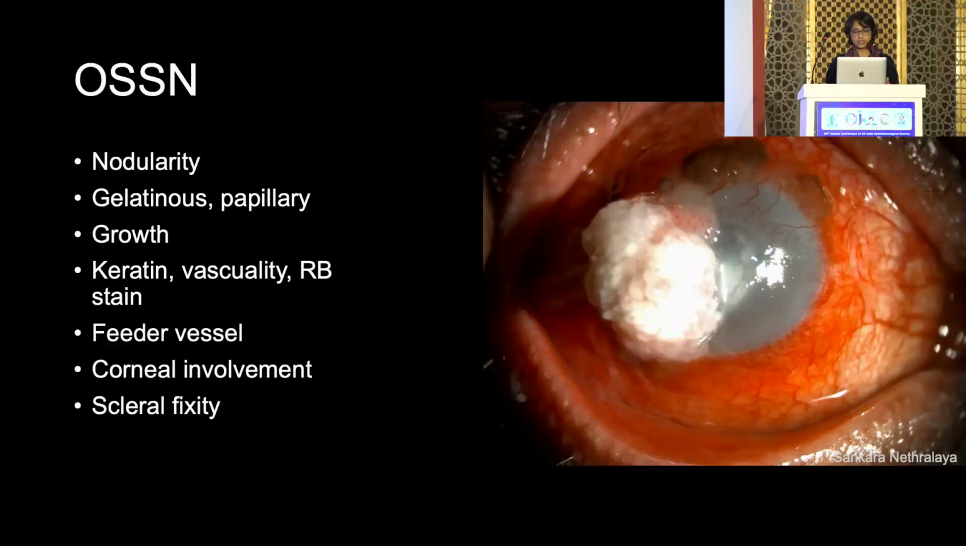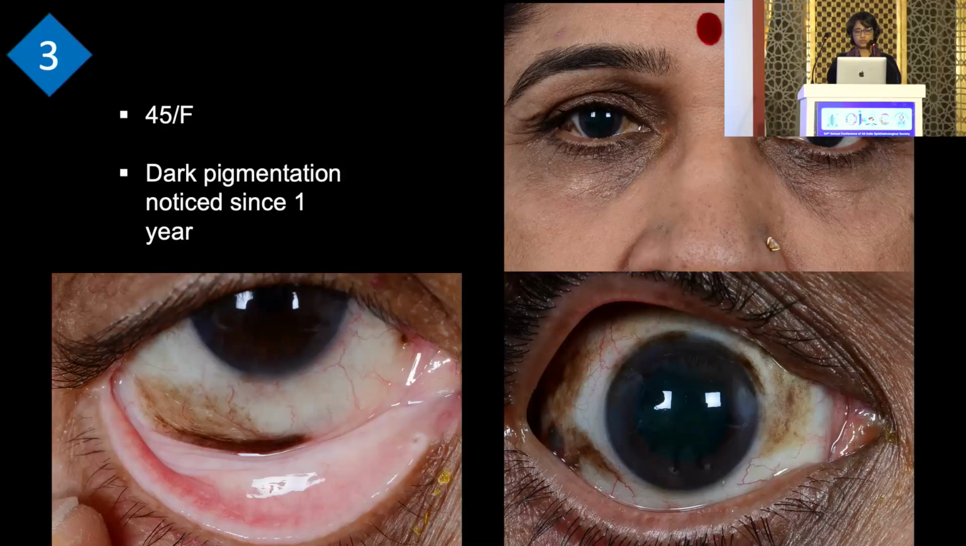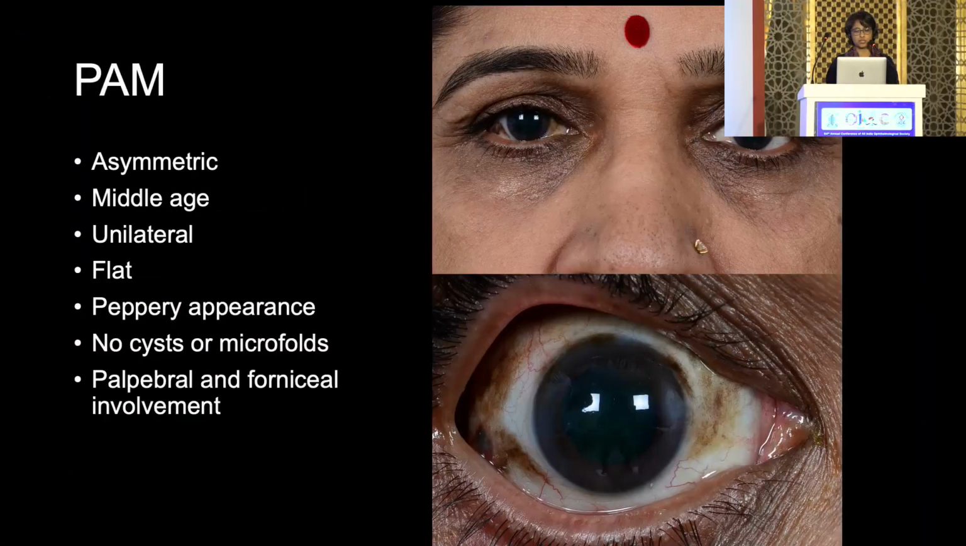So red flags again, apart from what we already saw in the previous pictures, what you need to look at during clinical evaluation is the corneal involvement and scleral fixity. Now this was a 45-year-old female, and she noticed a pigmentation in her right eye only since the last 1 year. Now yes, in Indians we do have complexion associated melanosis, but this has come up only since the last 1 year. So this is primary acquired melanosis, which has these following characteristics.